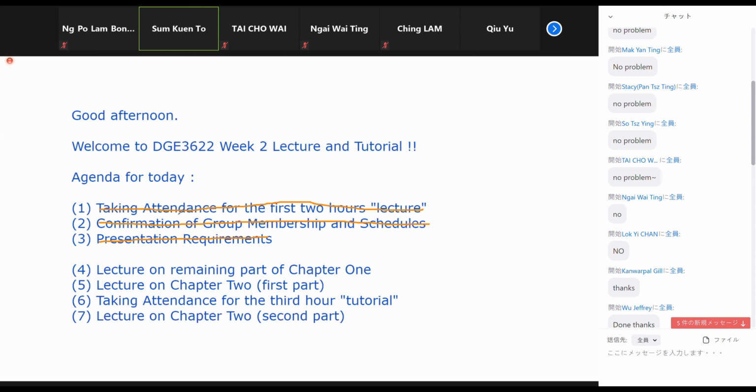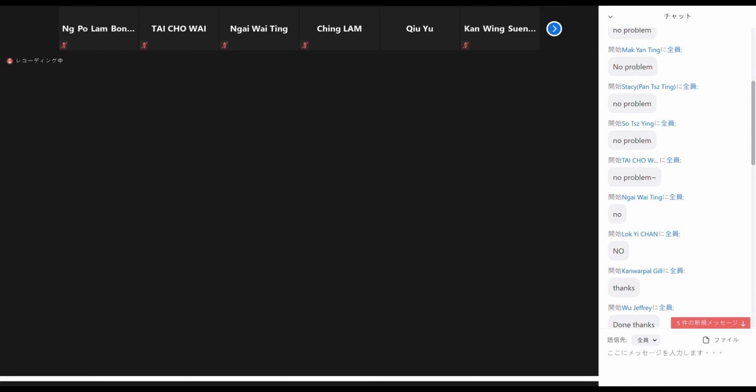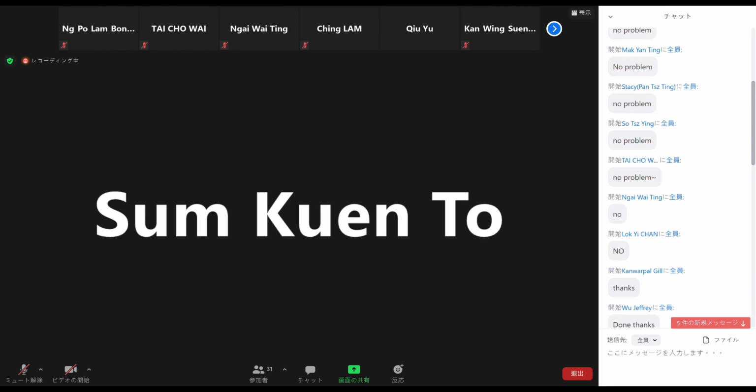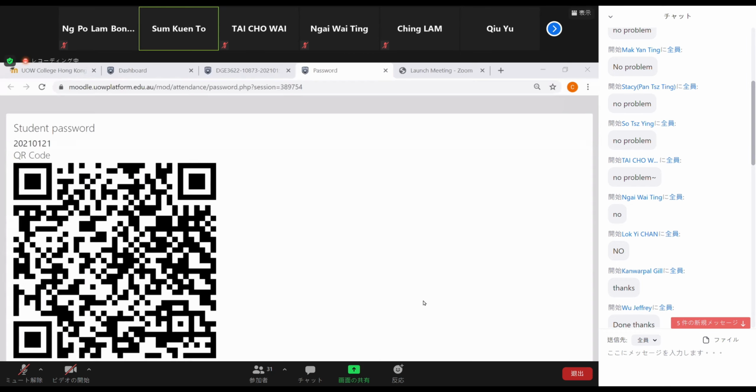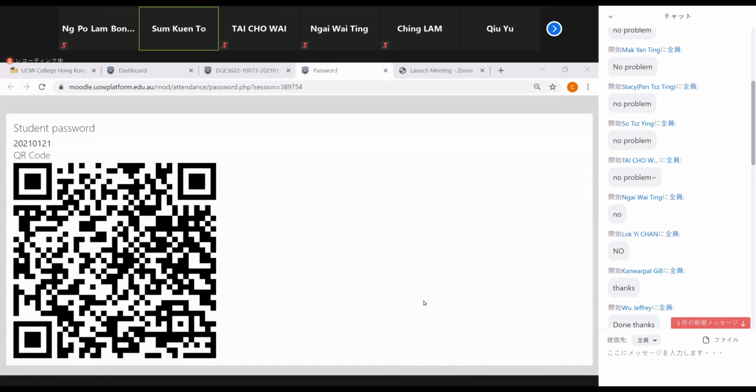Can we show the QR code for attendance? Okay, yes, sure. All right, for the first 2 hours from 3 to 5, this is the QR code for the so-called lecture section. And then the password is at the top left-hand corner, which is the date for today, January 21st, 2021, 0121. All right. And also, questions from other classmates, welcome.